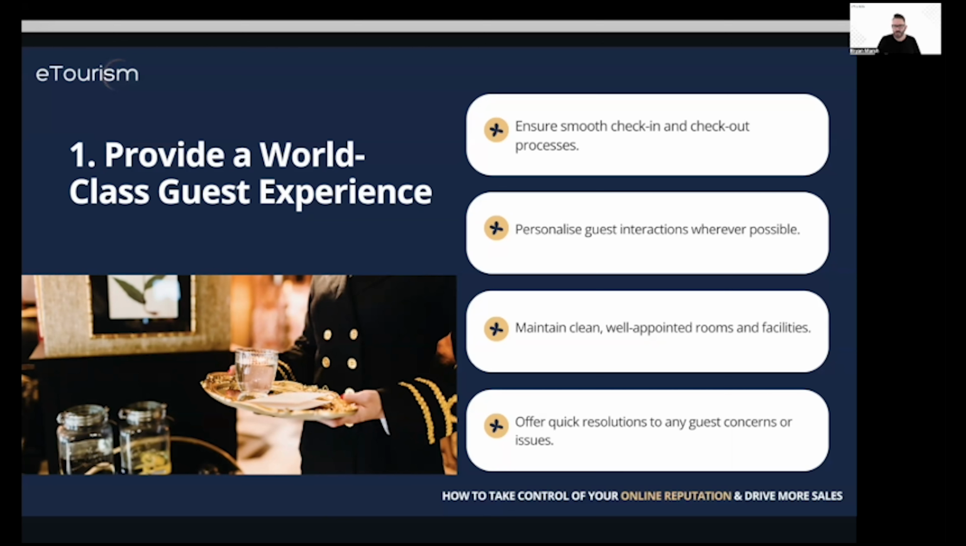We need to ensure a smooth check-in and check-out process. We need to personalize guest interactions wherever possible. Remember their name. Personalize any communication to them.